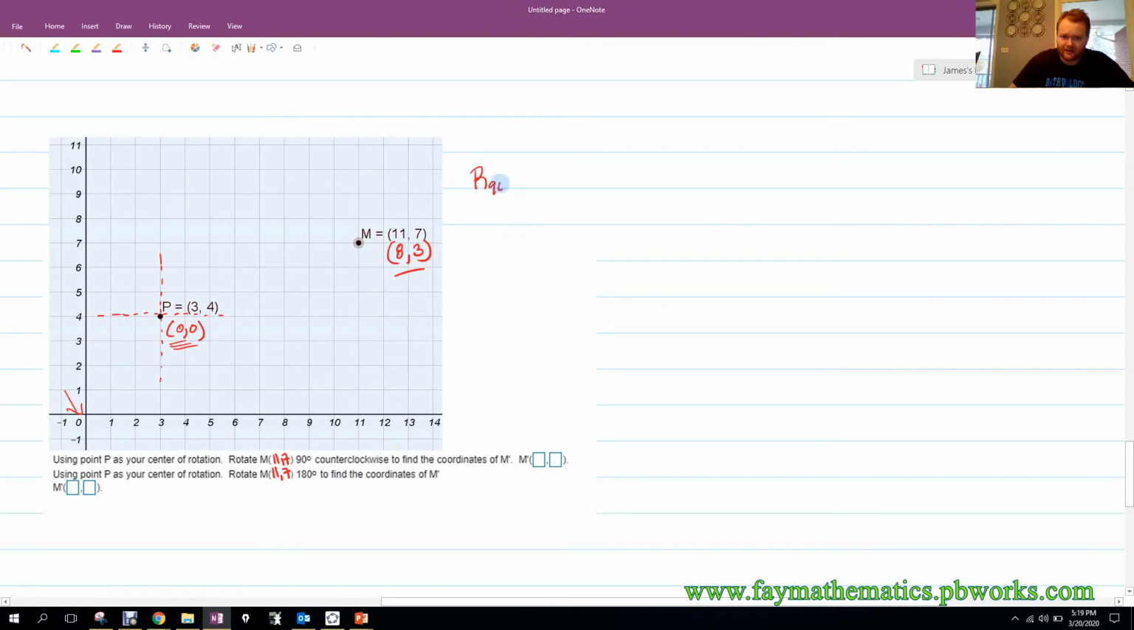Now it's saying counterclockwise. So a 90 degree rotation counterclockwise of A comma B is going to turn into the opposite of B comma A. So my point is 8, 3. It's going to become -3, 8. And that then would be off of this being 0, 0. So I'm going to go -3, 1, 2, 3, and then up 8. So it'd be about right there.